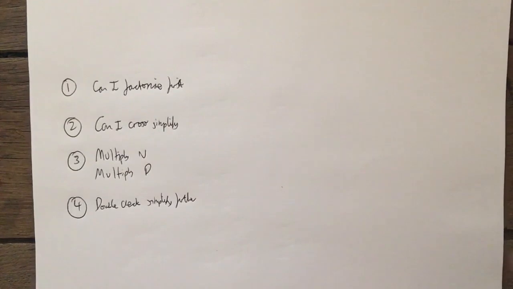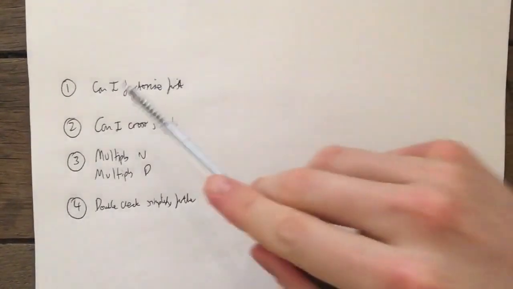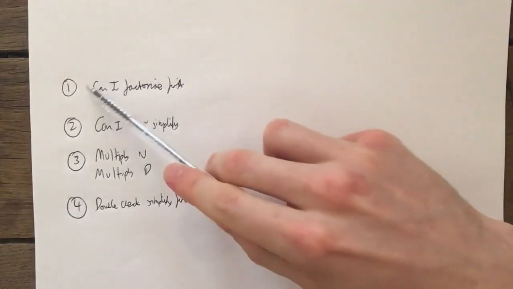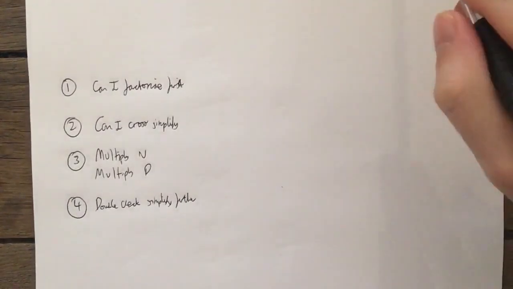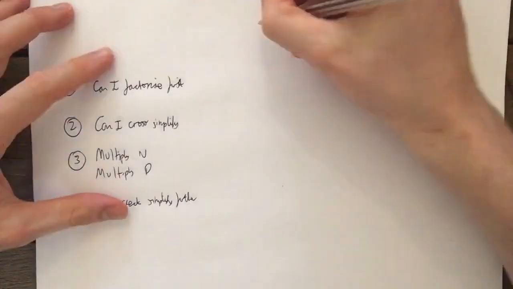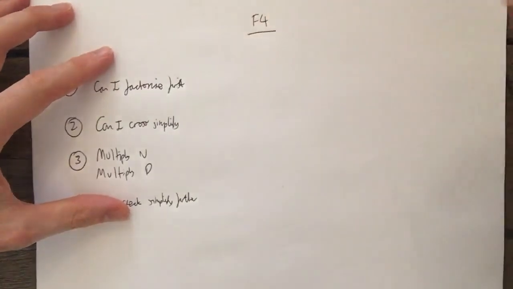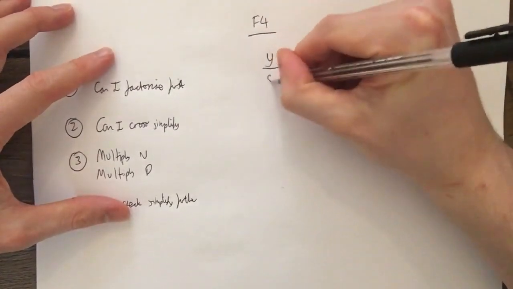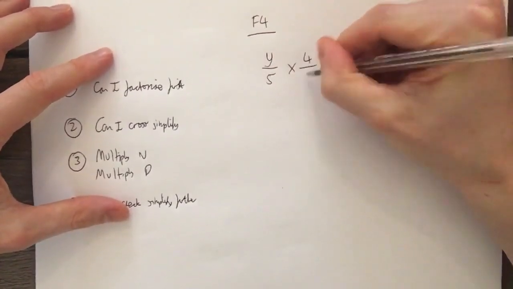Now let me go through an example. Now let me just give you a heads up. With F4, we will not be able to do that point 1 first, and you'll see that. But F5 and F6, you will. So F4. Right. y over 5 times 4 over y.